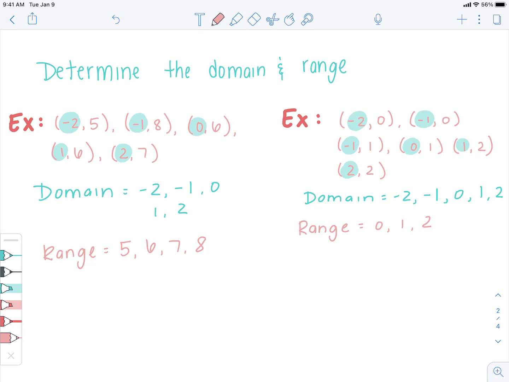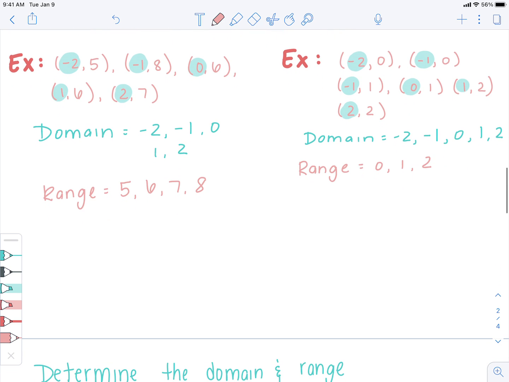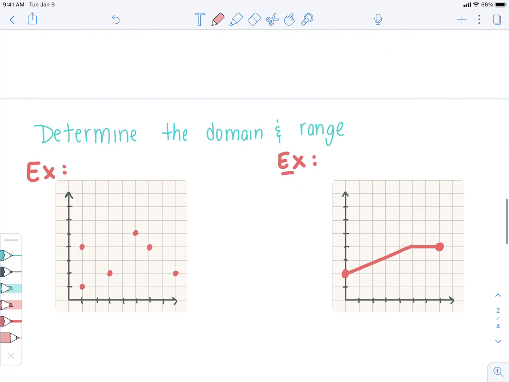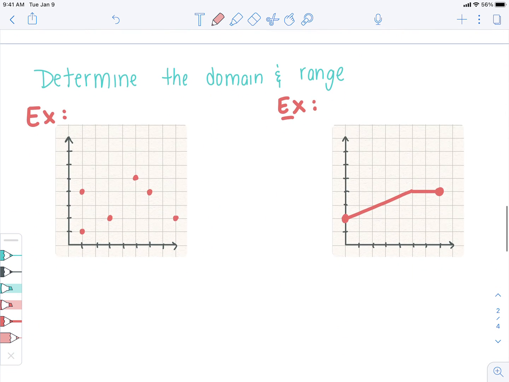So anytime you're given a table or a map or just a list of numbers or ordered pairs, you're just going to actually write out the numbers, the x values, write out the y values like we were doing. But when we look at graphs, if the graph is just a bunch of points that aren't connected, then we're going to do the same thing. We're just going to list out the x values and list out the y values for the points.